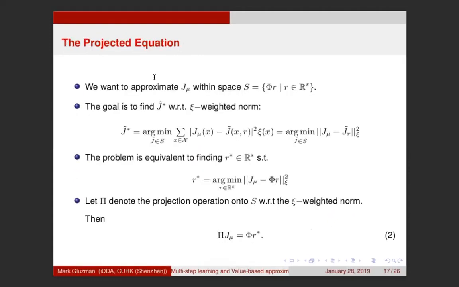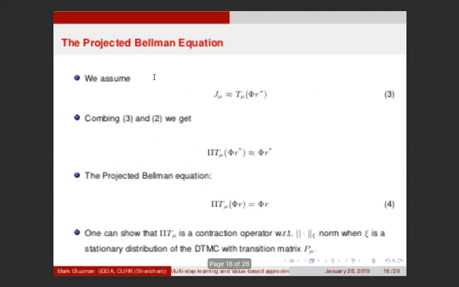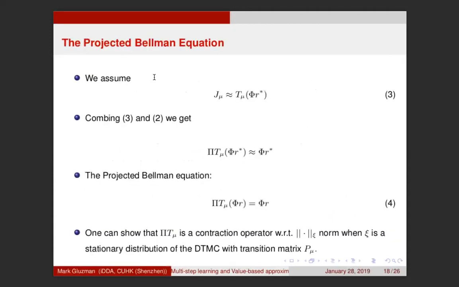Equation 2 just says that our best approximation is just a projection, and with our assumption in equation 3 we basically get the following projected Bellman equation. So we want to solve a projected Bellman equation, equation number 4. This is what we get by combining 3 and 2.